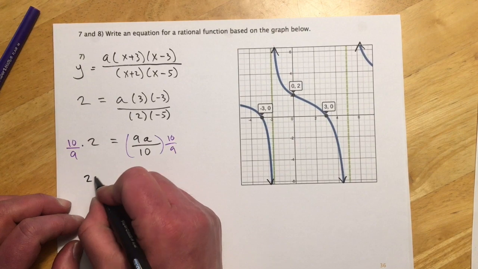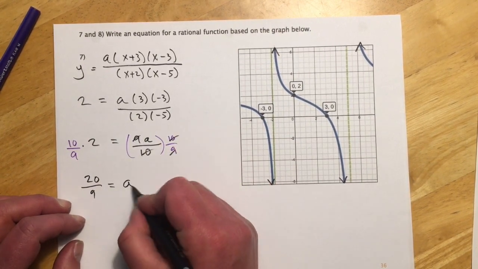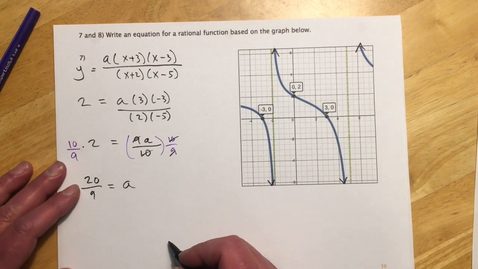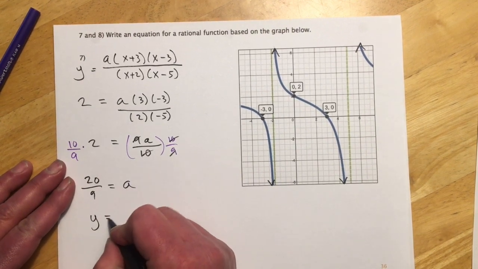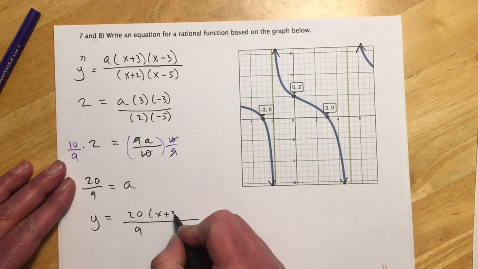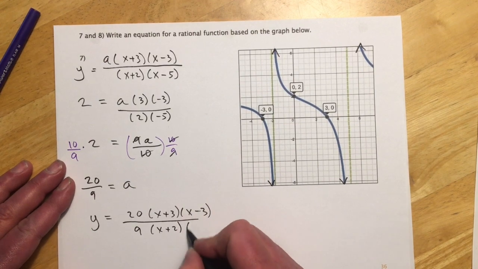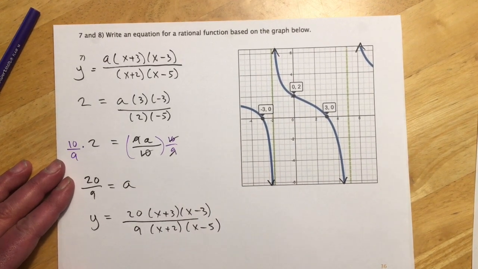And that's going to get me 20 over 9 equals, cancel, a. And so my equation is going to look like y equals 20/9 x plus 3, x minus 3, x plus 2, x minus 5.